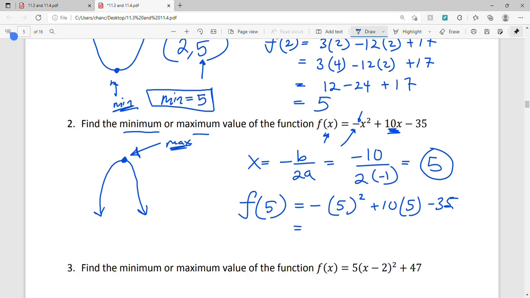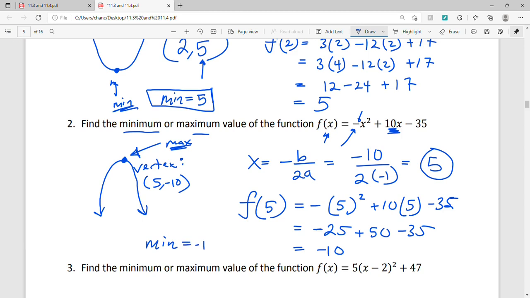This is negative 5 squared, which is actually negative 25 because the parentheses only includes the 5, plus 50 minus 35. So we'll do all of the calculations here, and we get negative 10. So that means my vertex is located at the point 5, negative 10. So that's our minimum. Our minimum is negative 10.